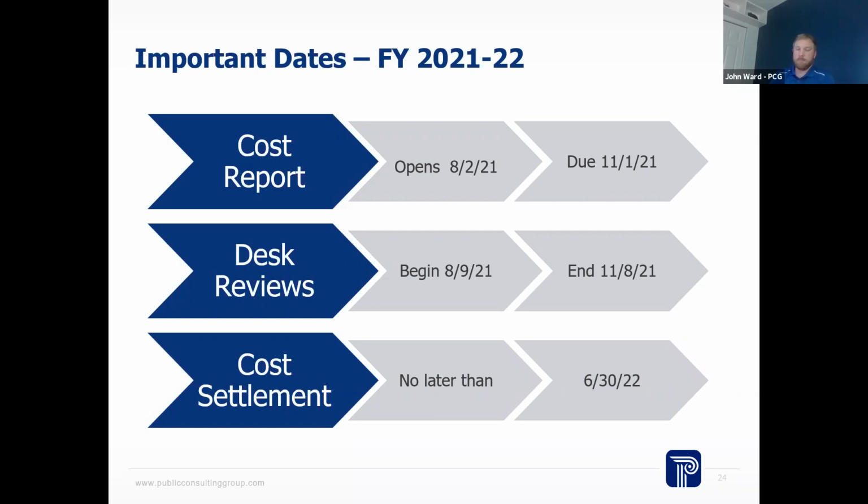And then desk reviews will start August 9th, and we're hoping to have those closed out by November 8th. So again, just like last year, those will be done on a rolling basis. So typically a few days after you certify your annual cost report, you'll receive your desk review, or that initial desk review notification from the claiming system. And then cost settlement, you'll receive that notification no later than June 30th of next year.